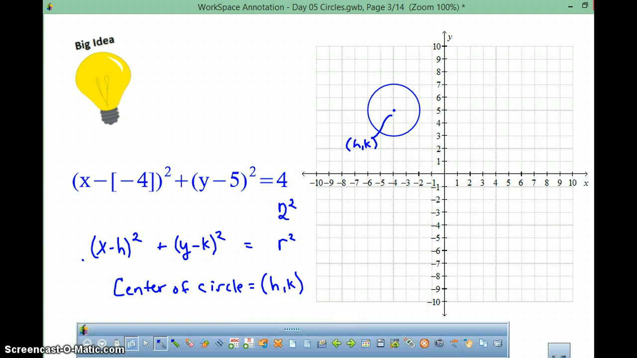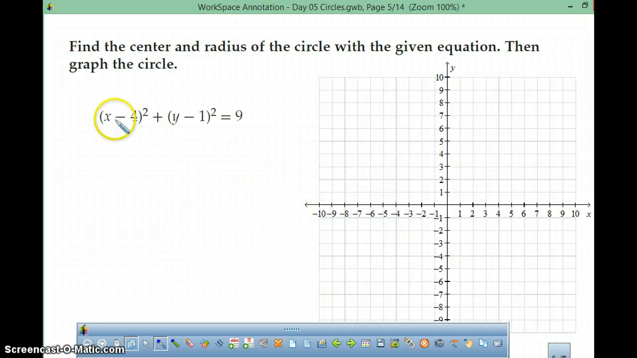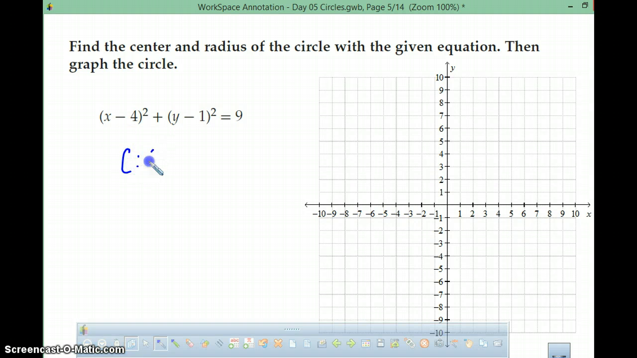All right, let's give it a try. Find the center and radius of a circle with a given equation and then graph the circle. So first, what's the center? Look at this: 4, 1. That's the center of the circle. What's the radius? Square root of 9, 3. Let's graph it. Go to 4, go to 1.